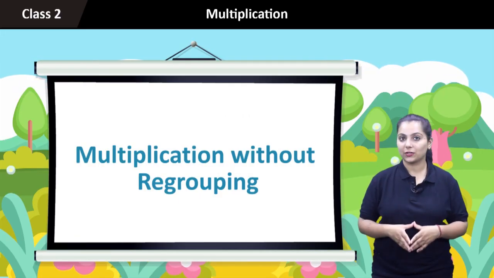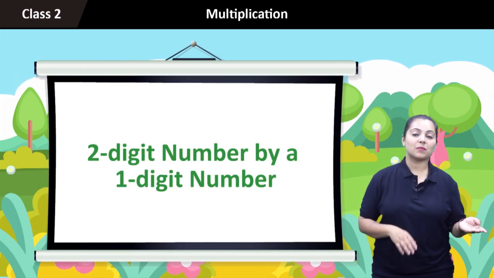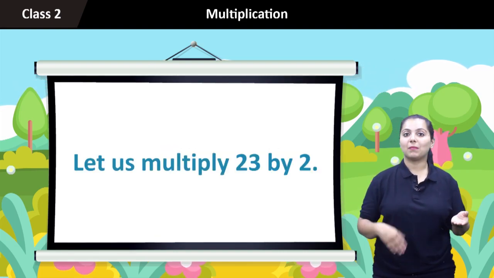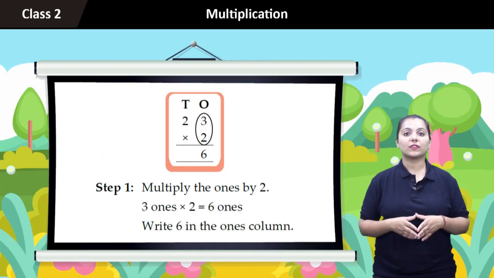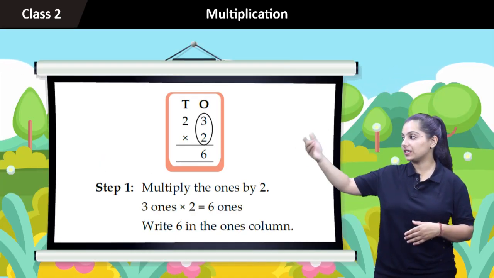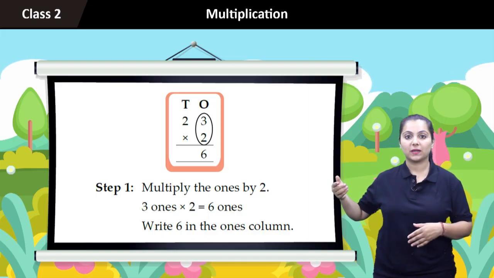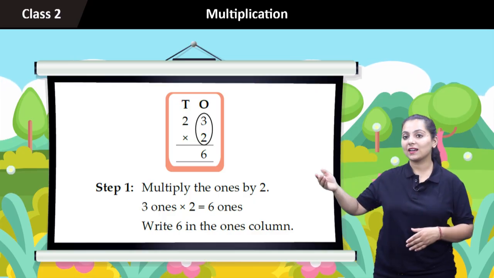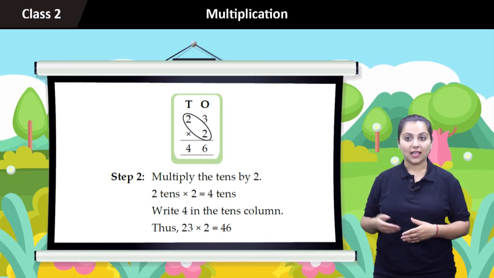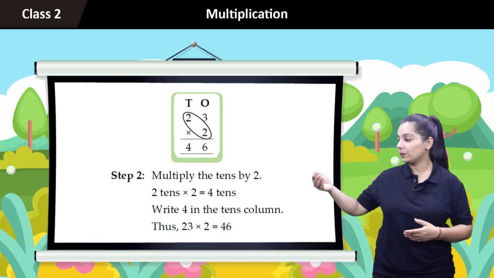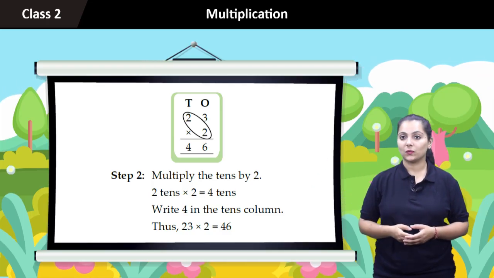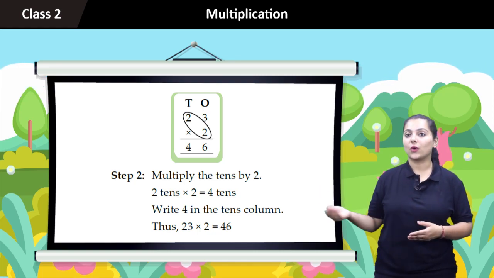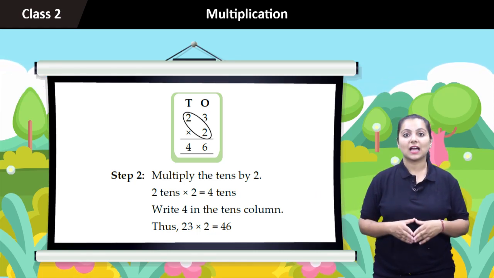Multiplication without regrouping. 2-digit number by a 1-digit number. Let us multiply 23 by 2. So first of all, we will write them in columns. 23 and 2 at ones place. 3 ones multiplied by 2 gives 3 twos are 6. Now we will multiply 2 to the tens value also. So 2 twos are 4. The answer is 46. Let's learn it again.